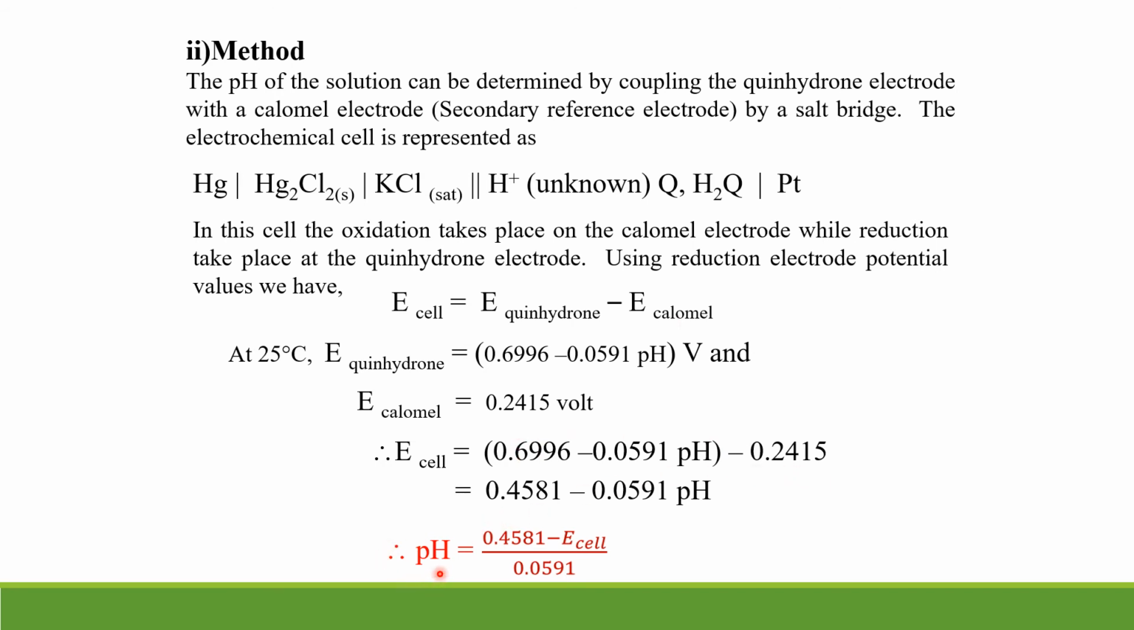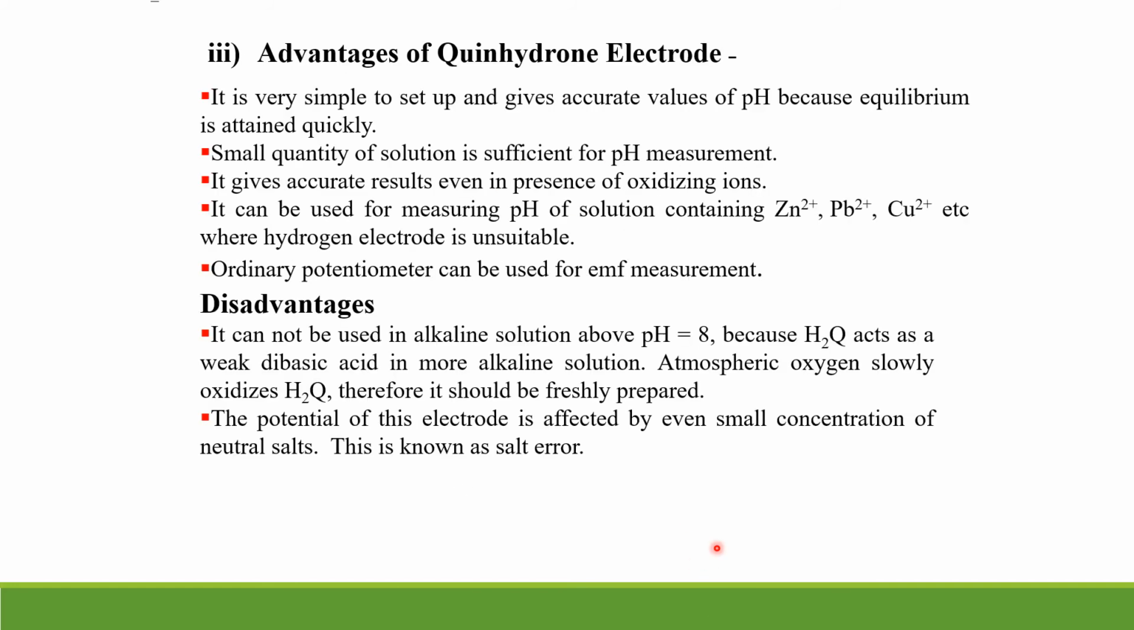The final equation becomes pH is equal to 0.4581 minus E cell, that is the EMF of the complete cell, divided by 0.0591. That means if you measure the EMF of the complete electrochemical cell which you have set up, you can get the value of the pH of that experimental solution. So this is the complete methodology.